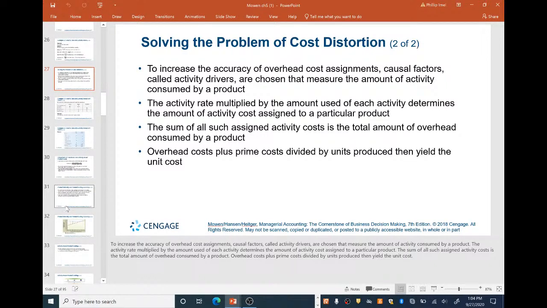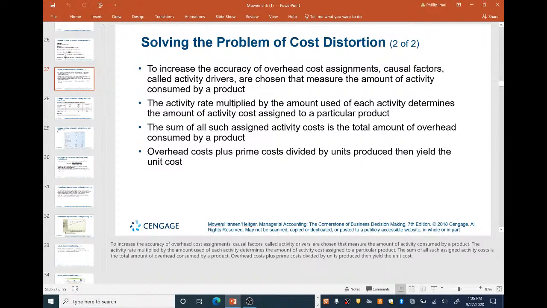Okay, so moving on more with solving the problem or the issue of cost distortion. To increase the accuracy of overhead cost assignments, causal factors called activity drivers are going to be chosen to be the measure of the amount of activity that's consumed by a product. The activity rate multiplied by the amount used of each activity is going to determine the amount of activity cost that's assigned to a particular product. Now, the sum of all such assigned activity cost is the total amount of overhead consumed by a particular product. Overhead costs plus the prime cost divided by units produced are going to yield the actual unit cost.